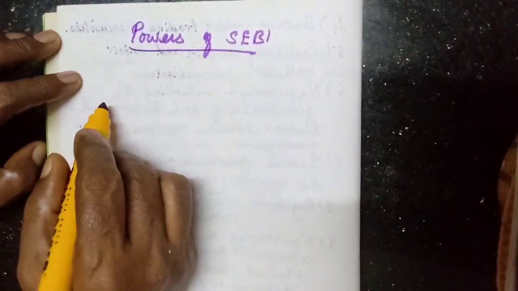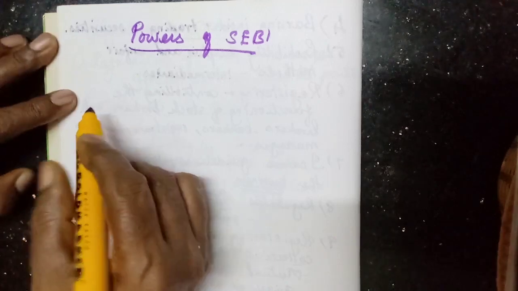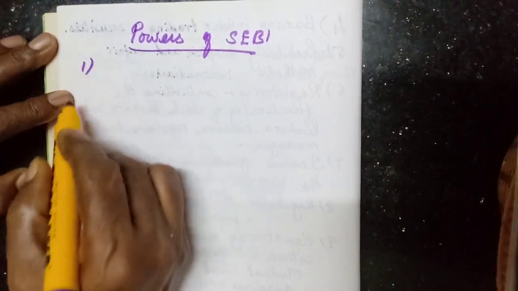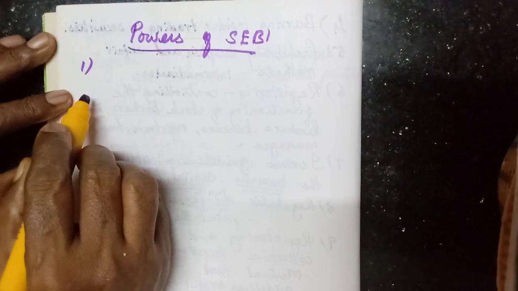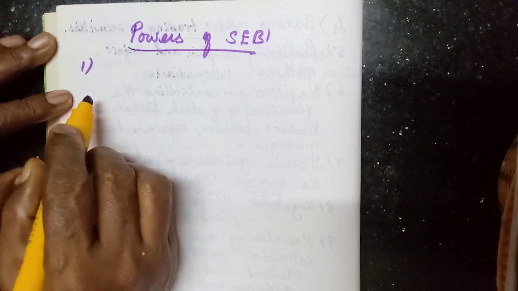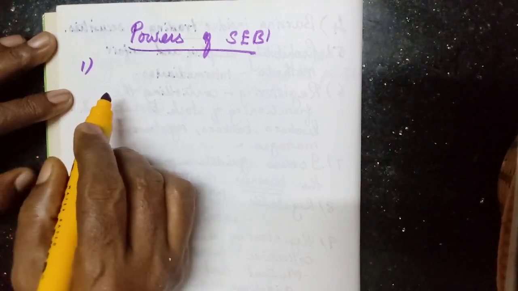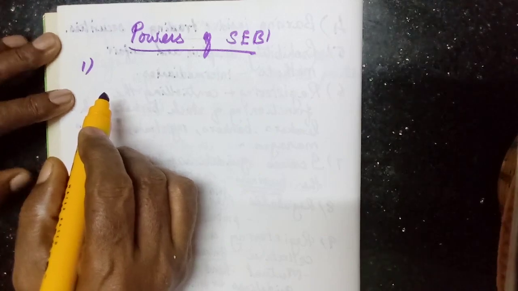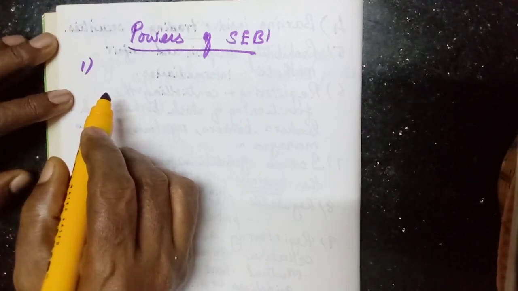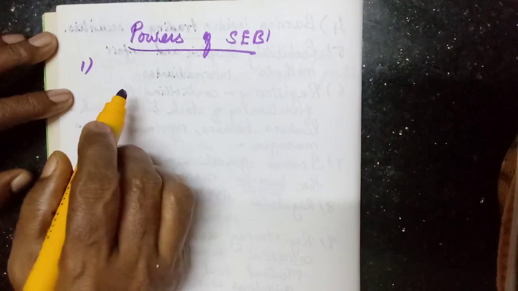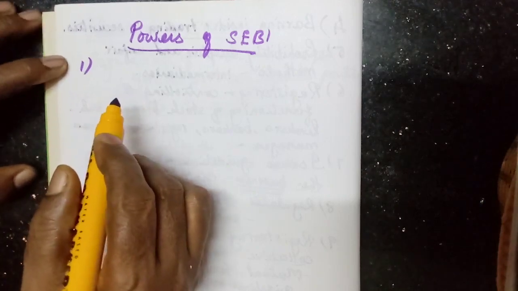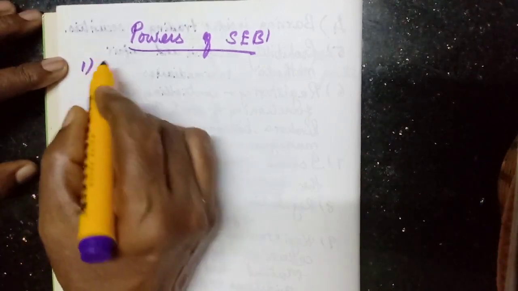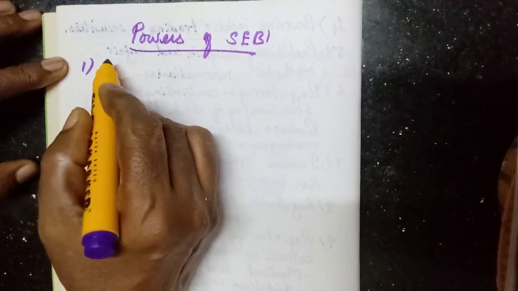What are the powers of SEBI? There are 6 powers given. All that we have learned in the functions and objectives will be coming here also. Okay, interrelated. Power to do this one, that may be its function, that may be their objective. So, it is interrelated.